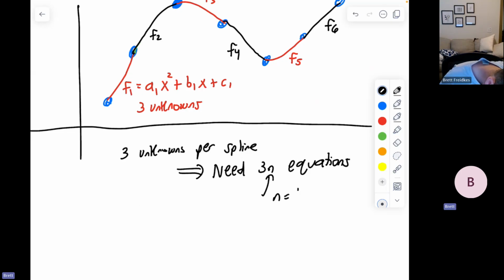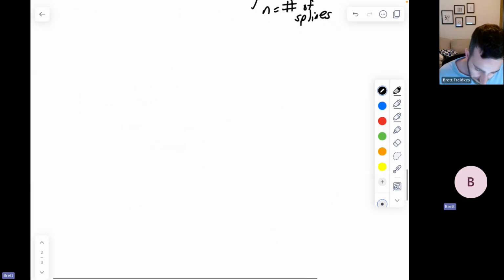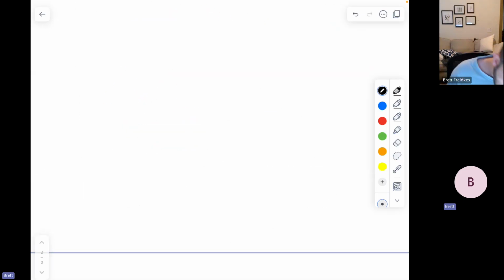where n is the number of splines, or the number of curves. So in this example, we have 6 that are each quadratic individually. Each of those quadratic functions has 3 unknowns. If we want to find all of these coefficients, we would need that many equations, 3 by n equations. So where did those equations come from? So we have 3n total.